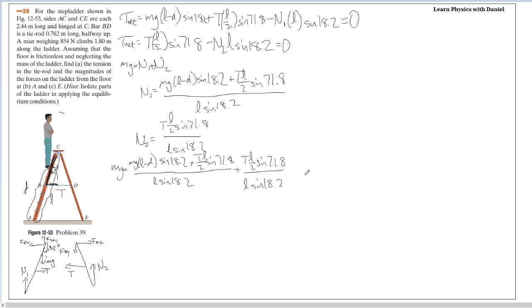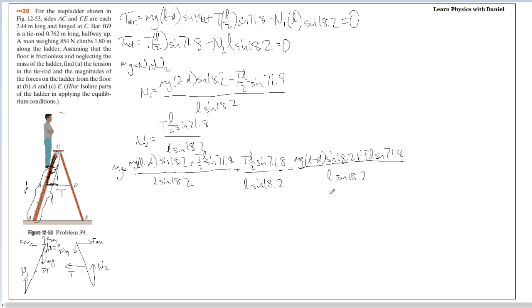So if you notice now that we have a common denominator, which is why I left this L, we can simplify this into mg L minus d sine 18.2. And if you notice, these two terms both have this L over 2, so we can turn these into an L. So we have plus TL sine 71.8 over L sine 18.2. So now we have one equation for one variable, which is T. So let's solve for T.